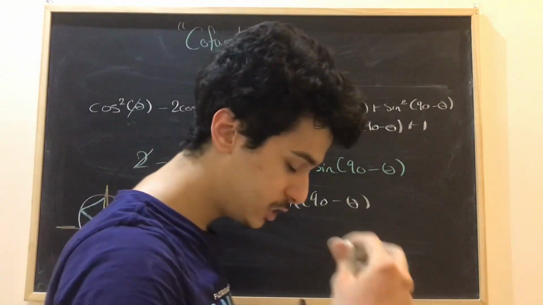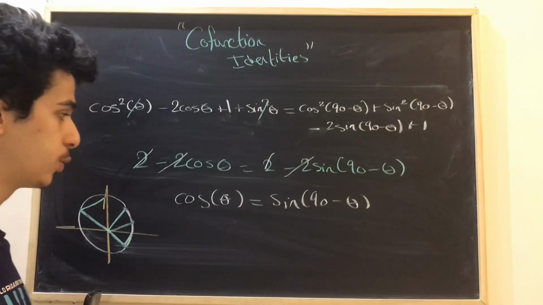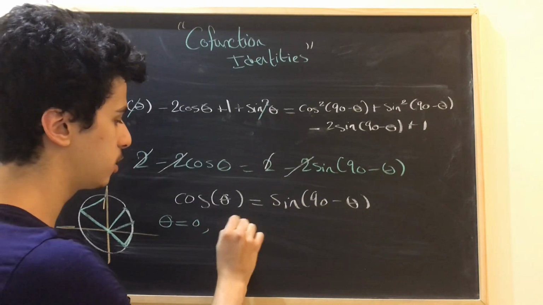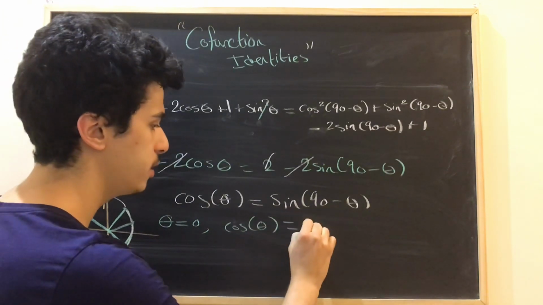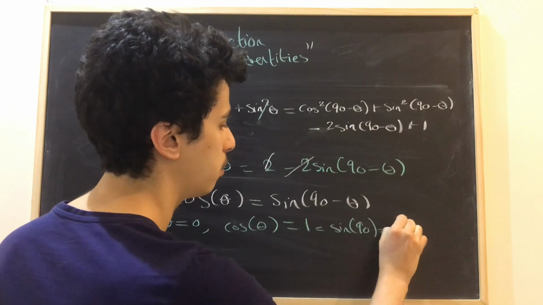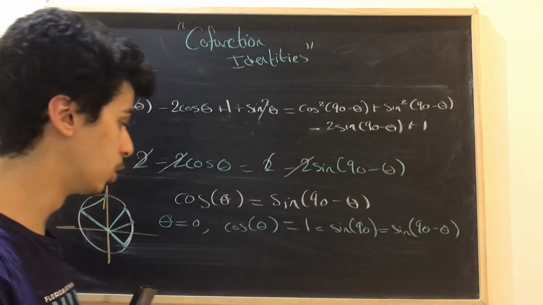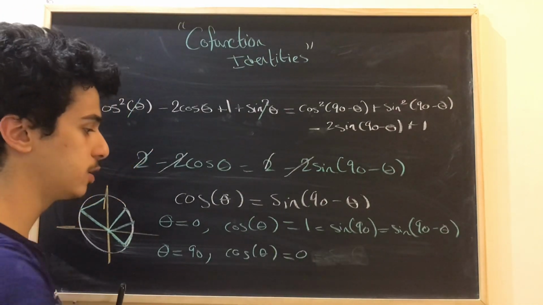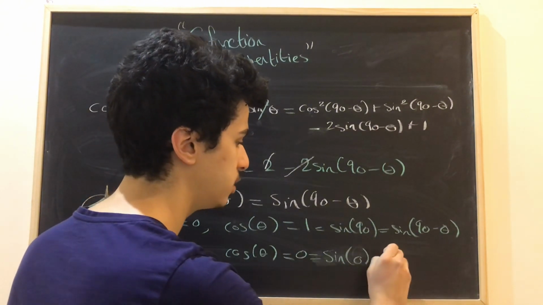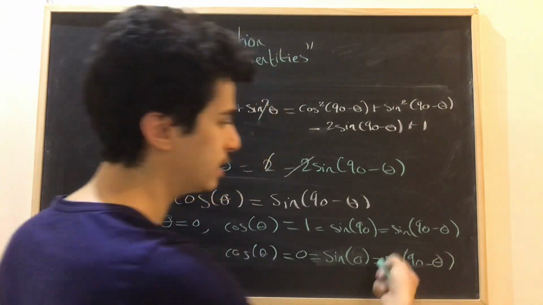Now for some of these special cases where theta is equal to 0, 90, 180 or 270, we can cover them very quickly right now. We know if theta is equal to 0, then the cosine of theta will equal 1, which is equal to the sine of 90, which is equal to the sine of 90 minus theta. And this, as you see, still holds. And if theta were 90, cosine of theta would be 0, which is equivalent to, well, sine of 0. But sine of 0 is sine of 90 minus 90, but 90 is theta. And so we have the exact same thing.